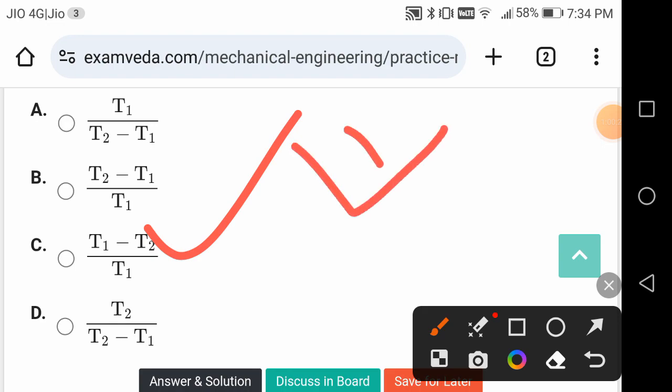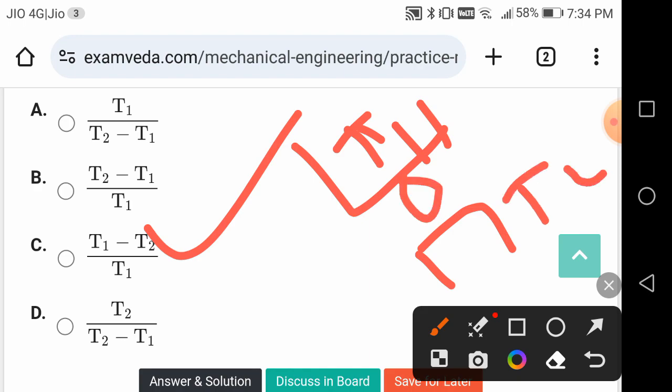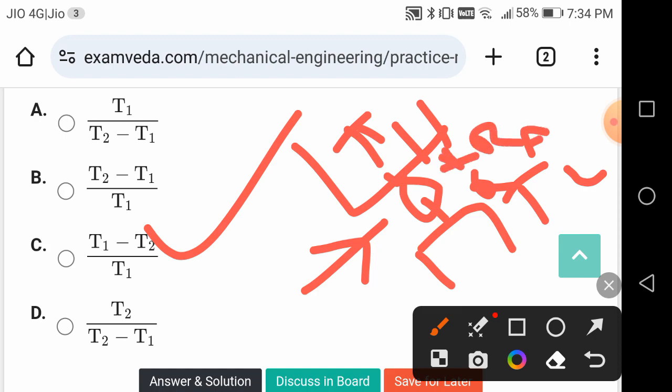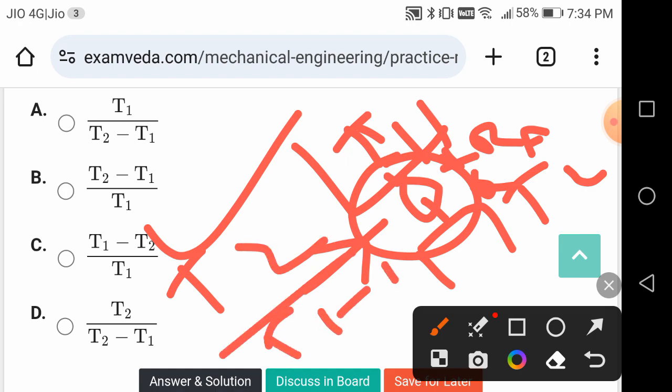You have to check this. If you are taking this as the T1, this as the T2, and this is the power output, power input, Q added or Q rejected like this, right? So it should be T2 by T1 minus T2. But how has he taken it, let us see, right? I think he has taken reverse notation.